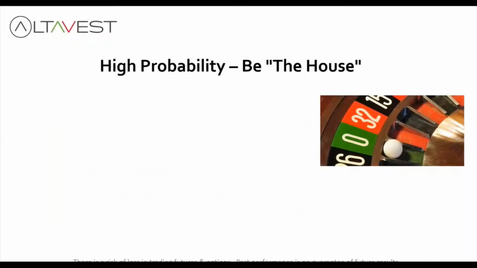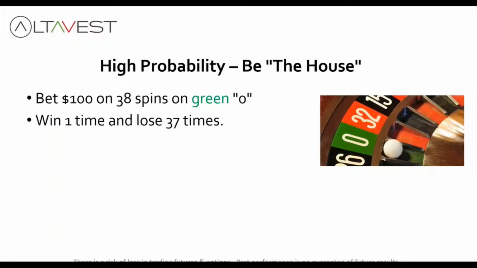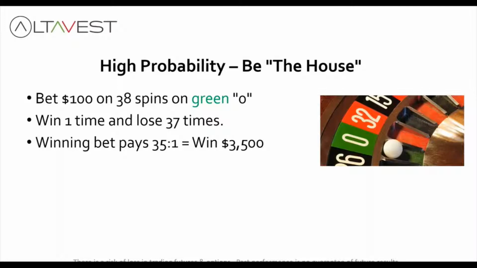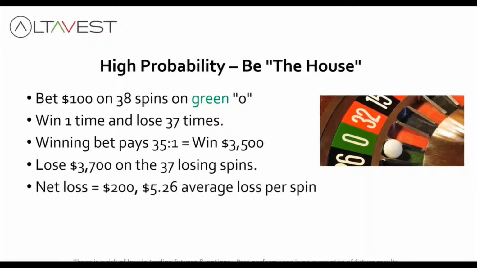So speaking of probabilities, let's look at something a little more fun than insurance. How about roulette and being the house in a casino? Sure, we're all familiar with roulette and the roulette wheel. Let's say we bet $100 on 38 spins of the green 0. Probabilities suggest we would win once and lose 37 times. We would win $3,500. However, you would lose $3,700. And your net loss would be $200, which is $5.26 average per spin. So that is really the 5.26% house edge when playing roulette in the long run.